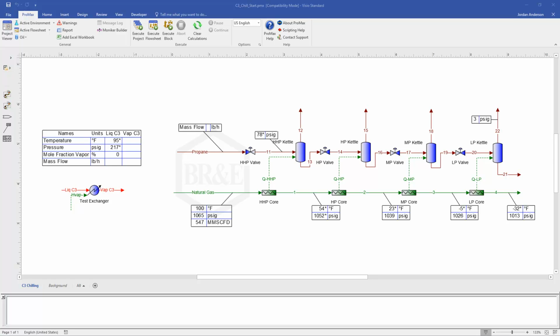In this video, I want to give you a few tips on solving these multi-stage chillers that are often used for liquefying natural gas. You'll see that our setup here looks pretty straightforward. We have our natural gas and our propane that we're exchanging heat with.